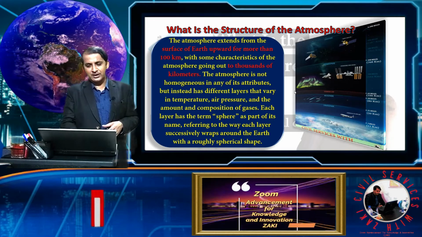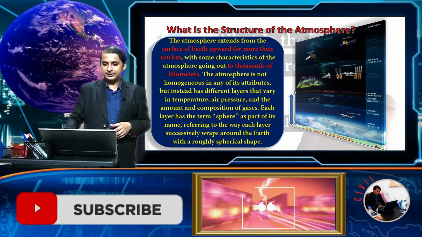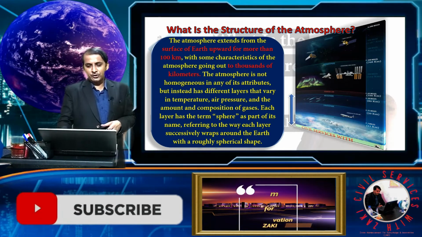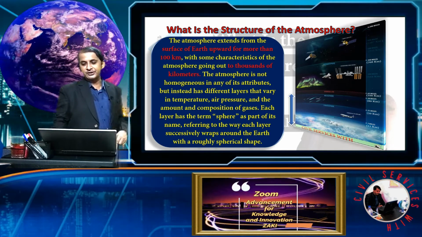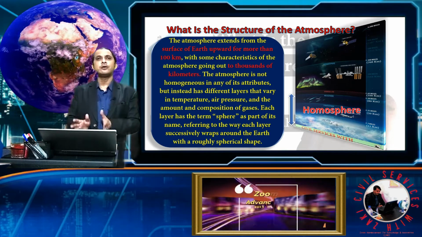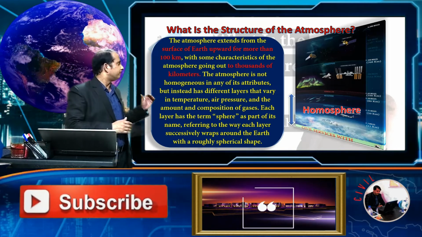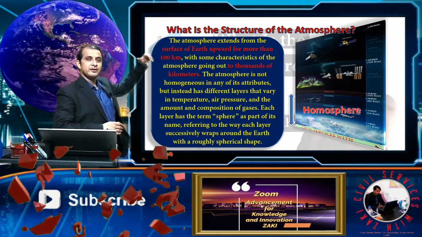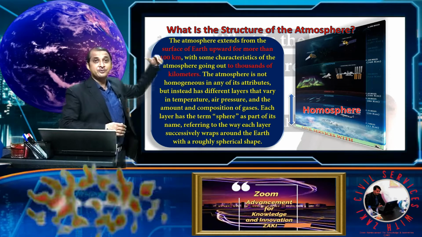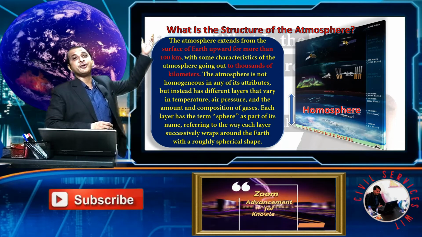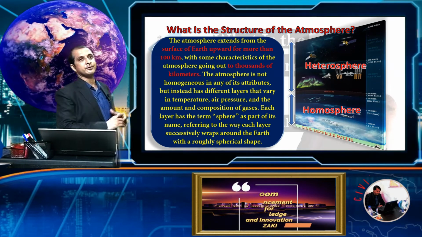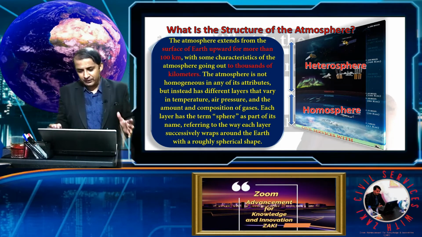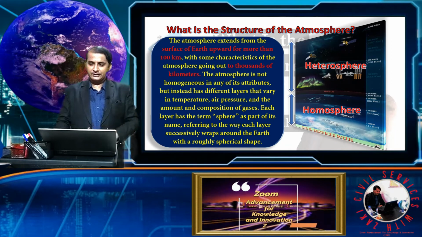So we move forward and see here. From the bottom to 100 kilometers, it is called the homosphere. Beyond 100, above 100 kilometers, it is called the heterosphere.